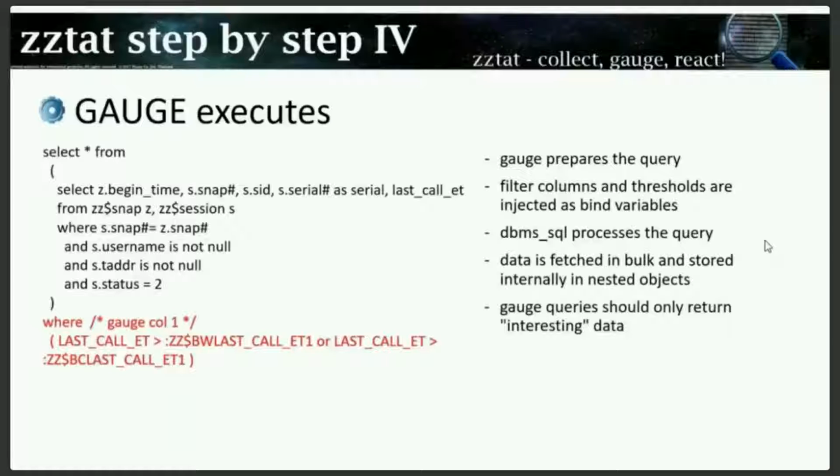Now this also means that the gauge queries we can add to zztat, if we choose to do so, should really only return interesting data. So data that we consider to be worthwhile of investigations or worthwhile of raising an alert. So we don't want the gauge to return good data. We don't want the gauge to return a table space that is 10% full. We want it to return the table spaces which are 90% full, so we can act on it.